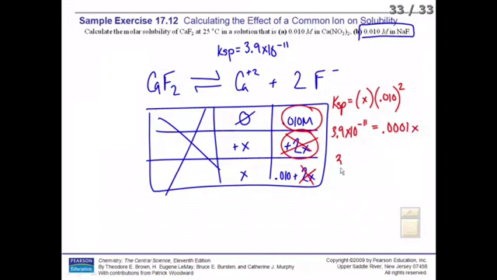Okay, hopefully I didn't screw it up this time. 3.9 times 10 to the negative 7 is equal to x. Let me make sure. Woohoo! I didn't mess it up this time.